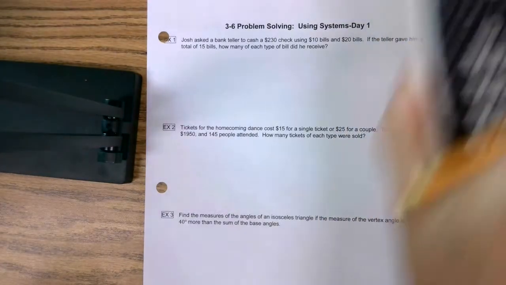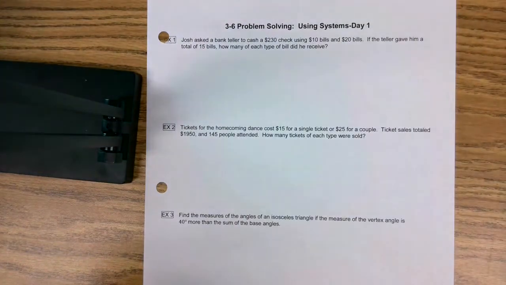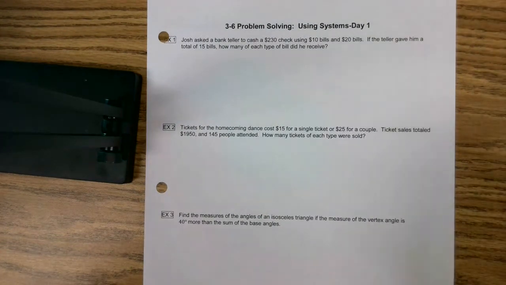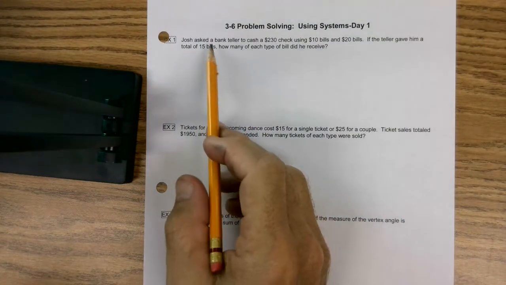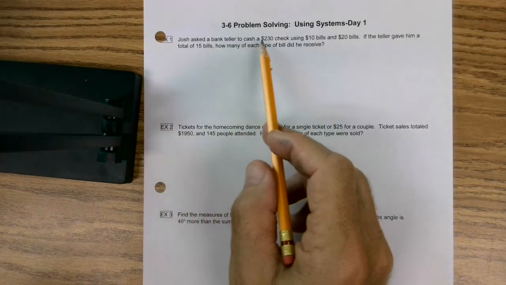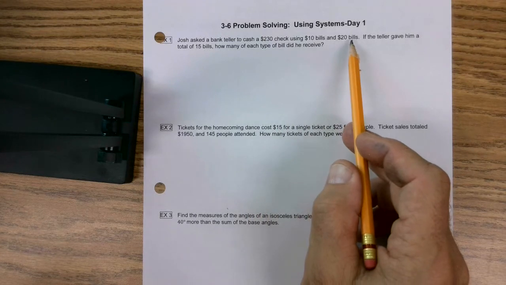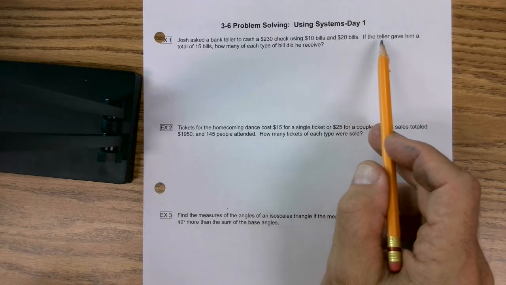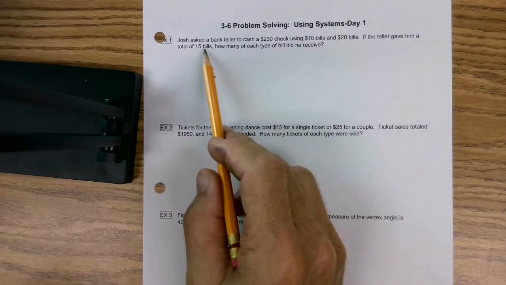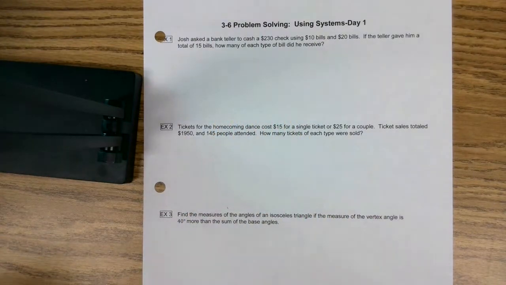And you might want one of these rascals handy because some of these numbers get a little bit weird. So here we go. Josh asked a bank teller to cash a $230 check using $10 bills and $20 bills. If the teller gave him a total of 15 bills, now I'm going to do something here for a second.